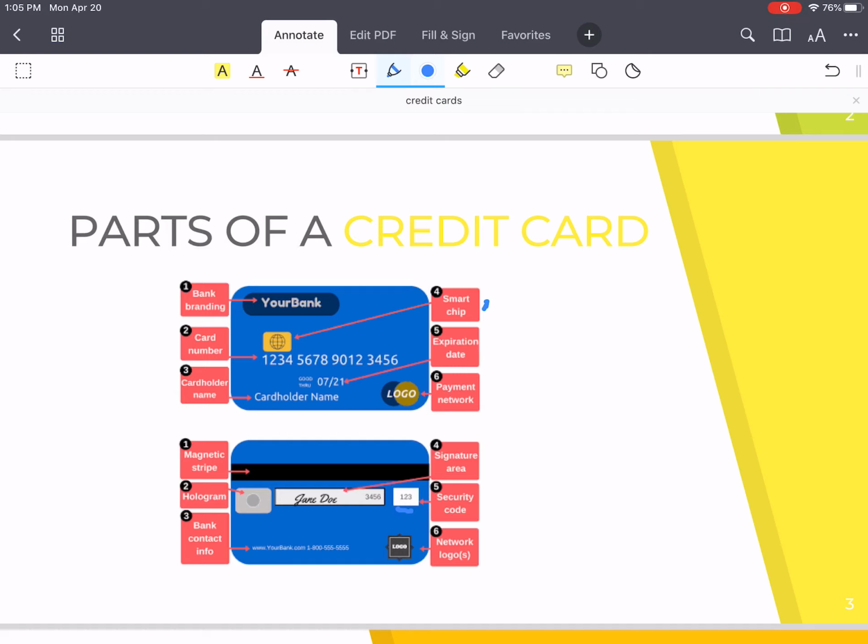So in a store, you can either tap it or insert it or swipe it. A lot of times swiping doesn't even work anymore. That's what the magnetic stripe is for. It's also called a mag stripe. What else is important here? I guess the hologram doesn't have anything to do with your chip. Instead, it's just something that's very hard to replicate. So if you see a credit card without a hologram, it's very likely to be fake.